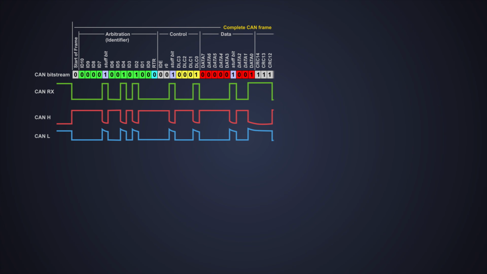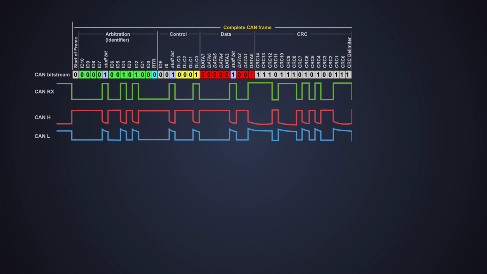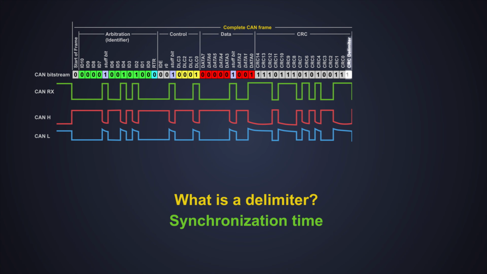And after that, we have the cyclic redundancy check, also known as the safety field, which contains a 15-bit code and a recessive delimiter. The 16th bit after the CRC bits is for a delimiter bit. Well, what is a delimiter, and why is it required? It basically provides the time for synchronization. It also serves a specific purpose in error detection, which is called form check.